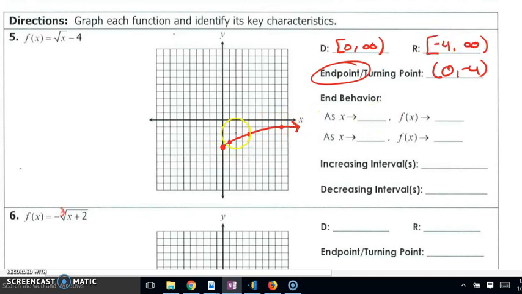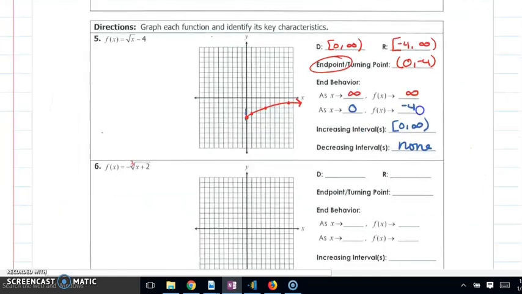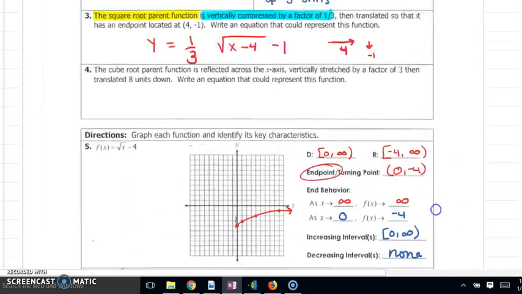As x approaches infinity, as we go to the right, f of x also approaches infinity. But as we go from the right side towards the left, we're not approaching infinity anymore. We're approaching this line right here, this dotted line, which is 0. So as x approaches 0, we approach negative 4. And this is never decreasing, it's always increasing, and the domain is going to tell you where it's always increasing. Okay? That's pretty much it for that page.